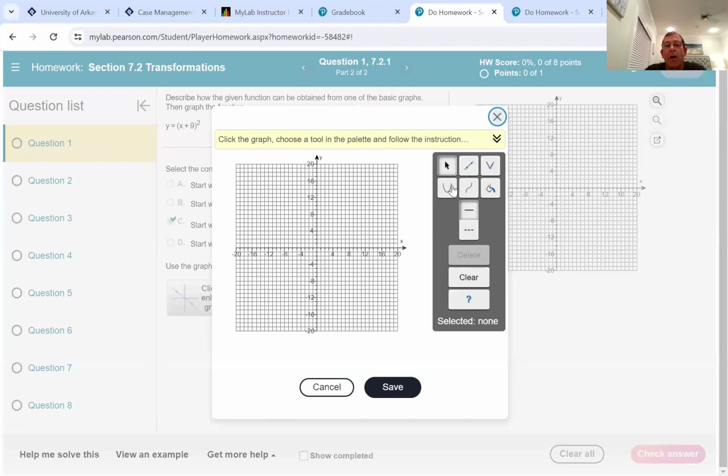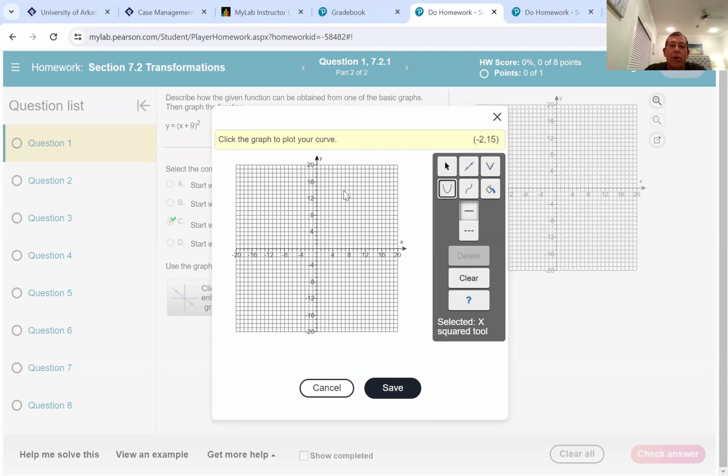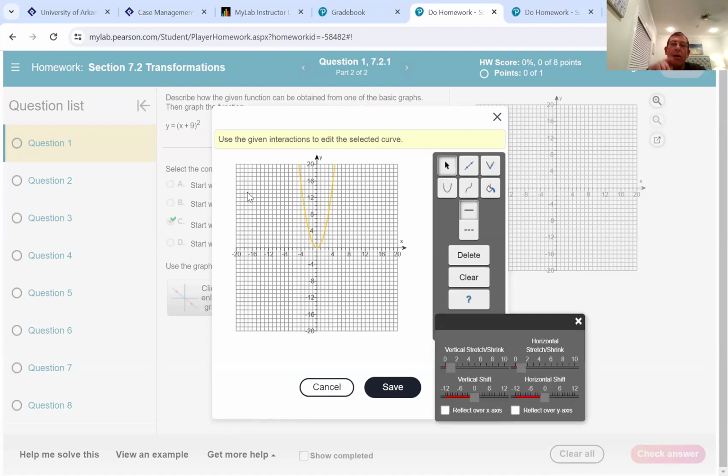You're going to go to the second row and use the U-shaped x squared tool. Now, here's the thing. We don't have to plot points. All we do is grab that tool and then click anywhere on your graph you want. It'll draw the parabola right in the middle like a basic graph, okay? Now, to move it, you see it opened up this little box on the right side. Now, y'all, do not worry about the vertical stretch and shrink or the horizontal stretch and shrink. We're not messing with those in this chapter. We're either going to mess with the vertical shift, horizontal shift, or we're going to reflect it over the x-axis.